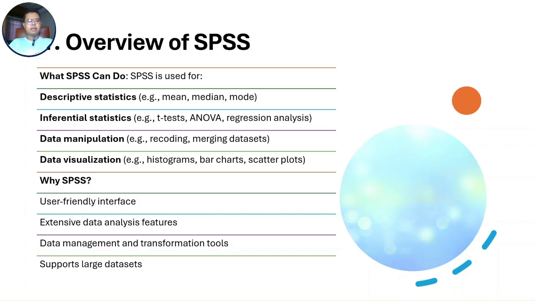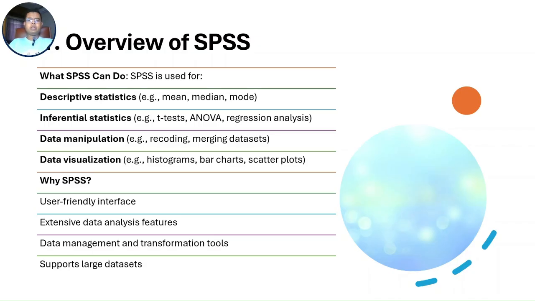You can also use SPSS as a data manipulation or data management tool, for example, recoding, merging data, and computing new variables. Data visualization is also a powerful tool of SPSS. You can create histograms, bar charts, scatter plots, column charts, line charts, etc.